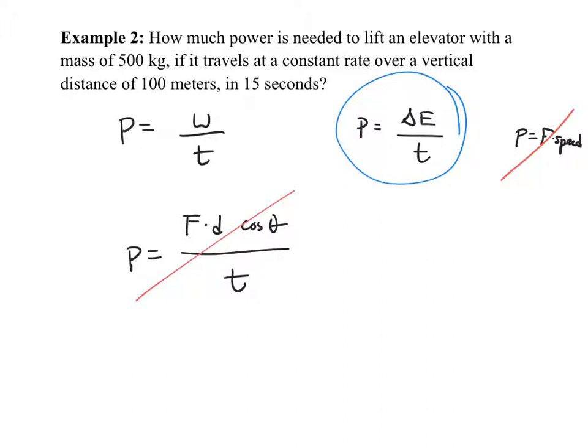A change in elevation or a change in height causes a potential energy change. The reason it's important to recognize that it's a constant rate is because if the speed of it was changing, we'd have a kinetic energy change also, right? So there's no kinetic energy change in this problem at all, just a change in potential energy. So when I look at this formula, here's what I'm going to write.